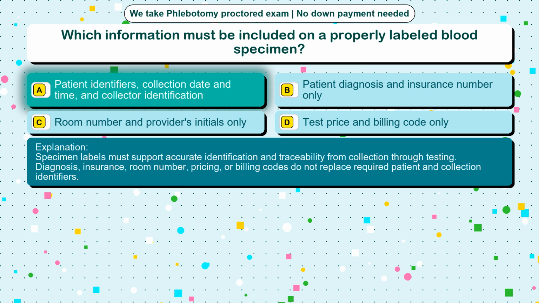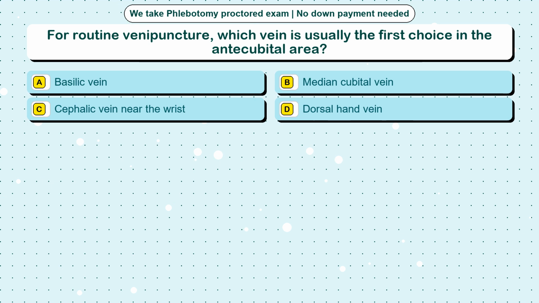Specimen labels must support accurate identification and traceability from collection through testing. Diagnosis, insurance, room number, pricing, or billing codes do not replace required patient and collection identifiers. Question 4. For routine venipuncture, which vein is usually the first choice in the antecubital area?